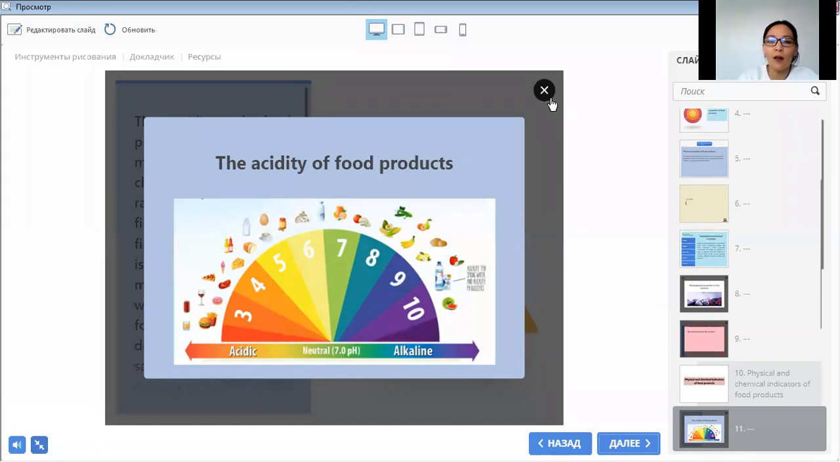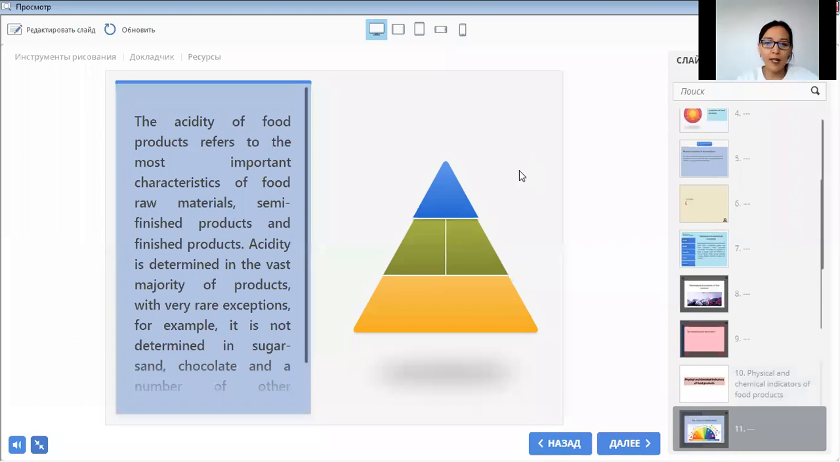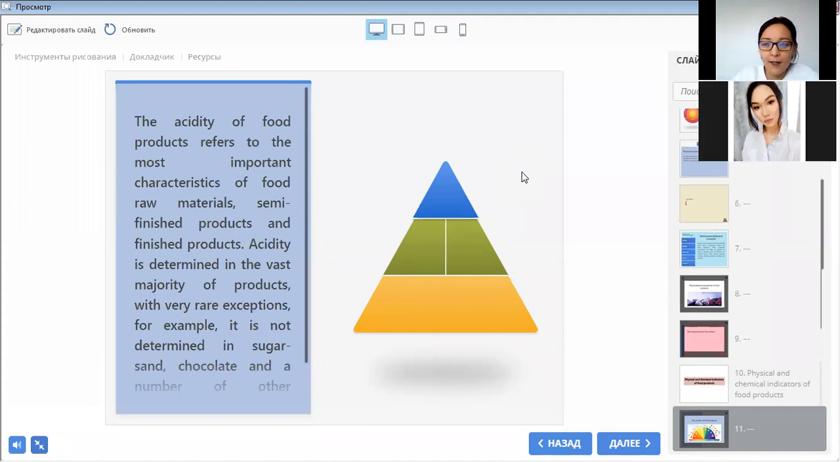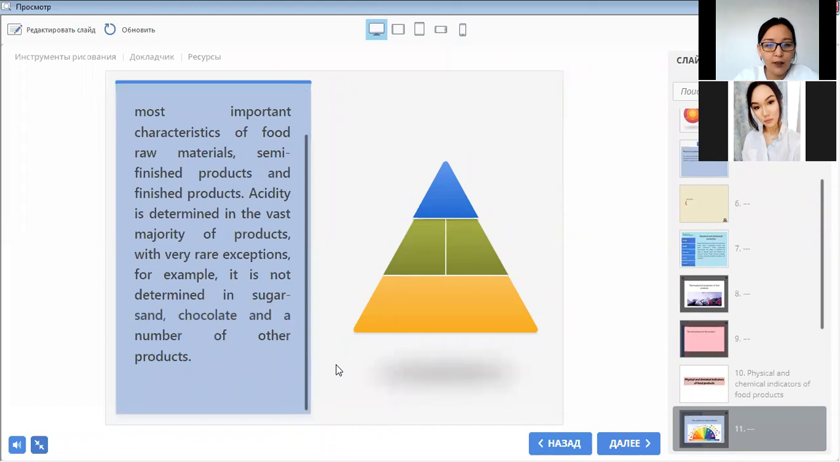Yes. And the acidity of food products refers to the most important characteristics of food materials, semi-finished products, and finished products. It is determined in the vast majority of products with very rare exceptions. For example, it is not determined in sugar, sand, chocolate, and a number of other products.